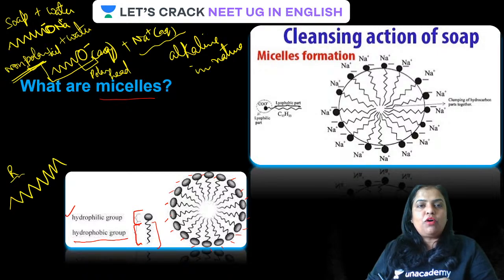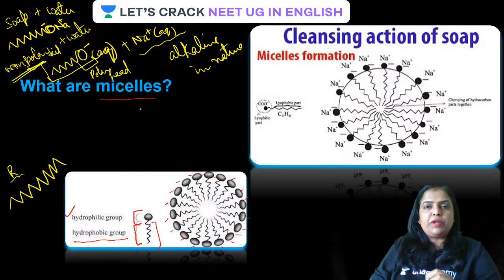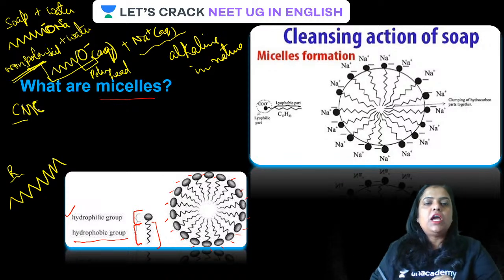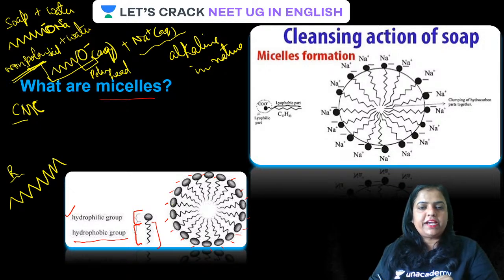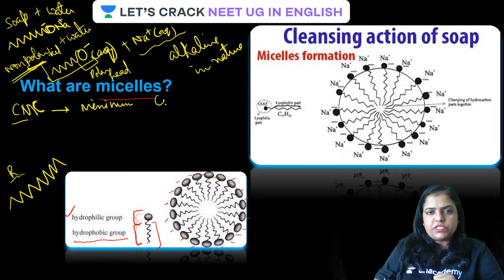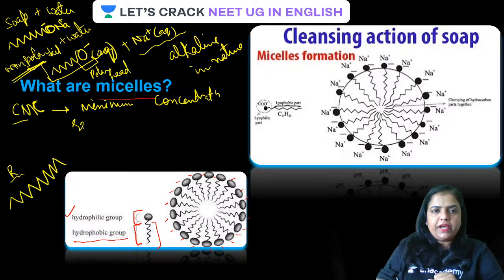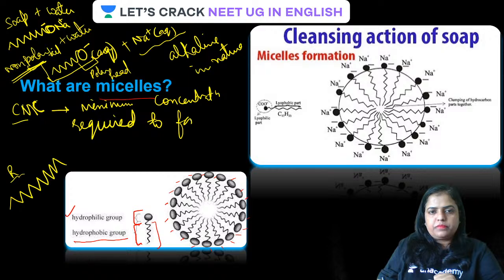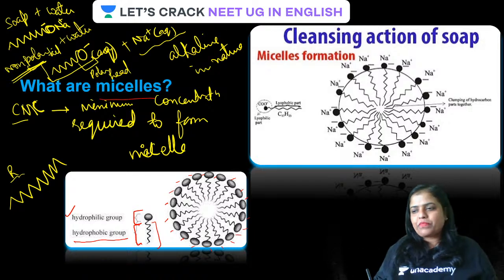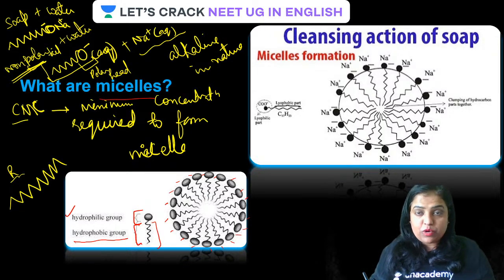Now guys, I just want to tell you one important thing over here, that this micelle formation is given a proper term, which is called CMC, not the Medical College of Vellore, but what does CMC stand for? CMC stands for critical micelle concentration. It is the minimum concentration required to form micelles. Is that clear? Are you getting this?